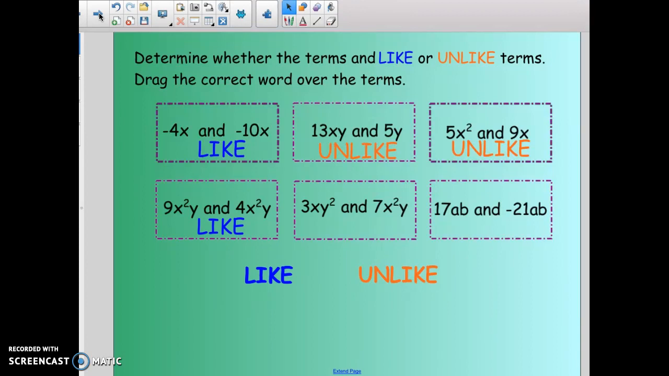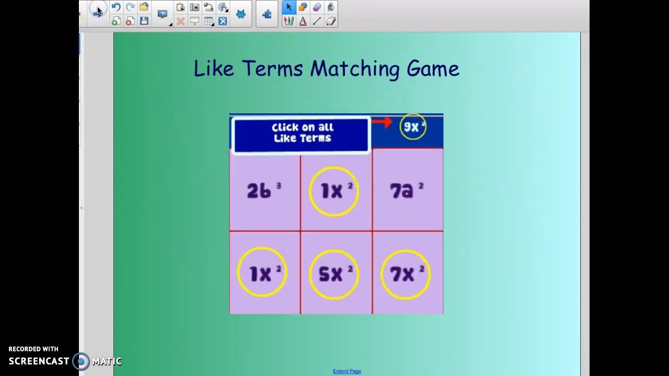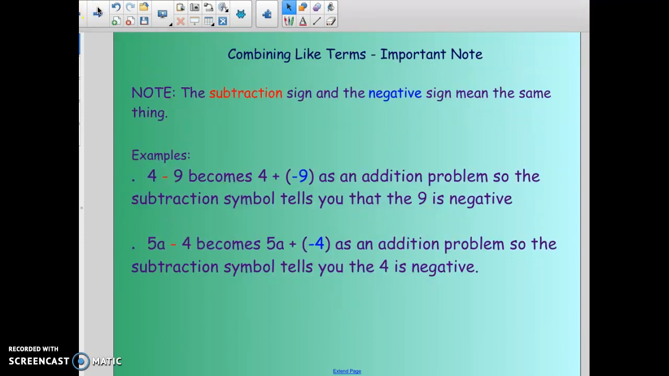3xy squared and 7x squared y are unlike. They both have a second power, but the 3 has a y to the second power. The 7 has an x to the second power. Those are not the same things. And 17ab and -21ab are like terms. We're not going to play the matching game.